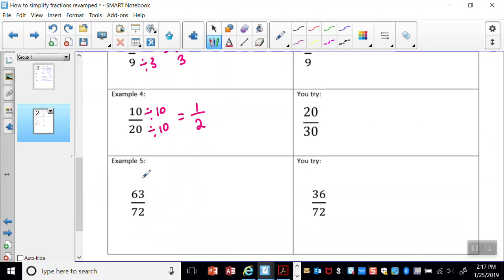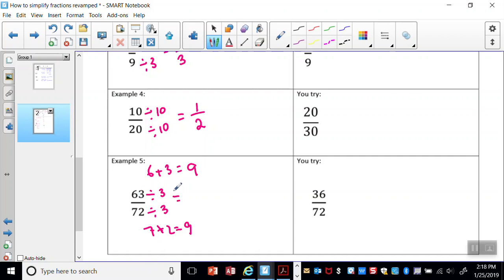63/72, it's a kind of big number. So let's look at the numbers. 72 is divisible by 2, but 63 is not divisible by 2 because it ends in 3. So what else can you try? If we add these digits, 6 plus 3 is 9, and 7 plus 2 is 9. If you add all the digits, and the sum is either 3, 6, or 9, the number is divisible by 3. So I'm going to divide the numerator by 3, divide the denominator by 3.